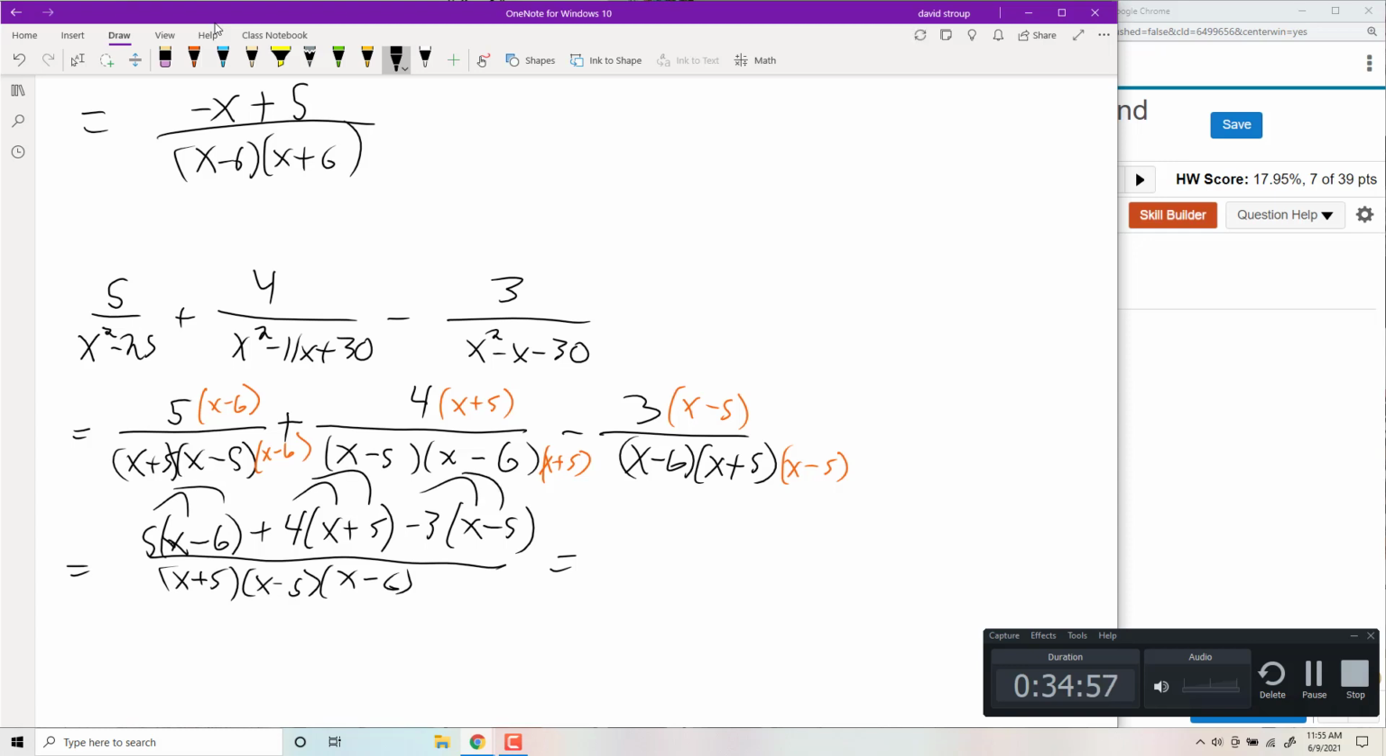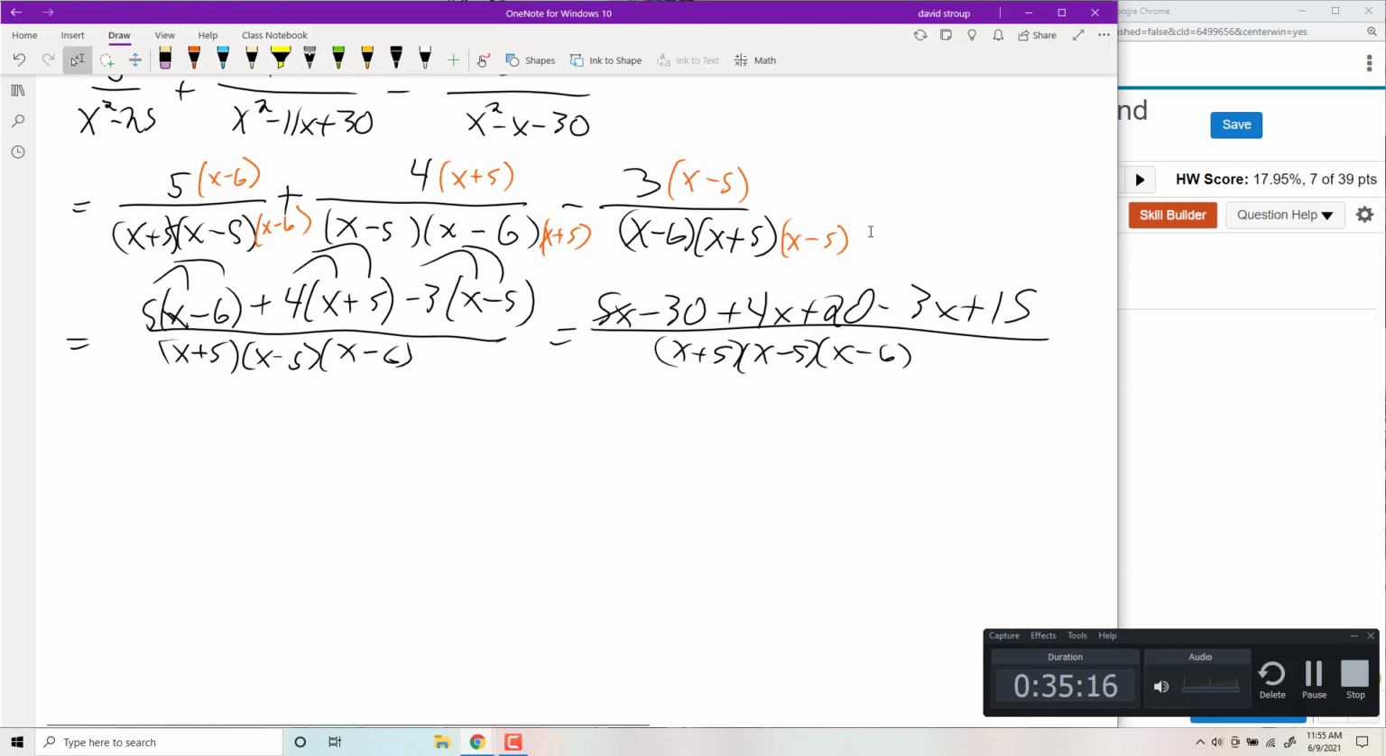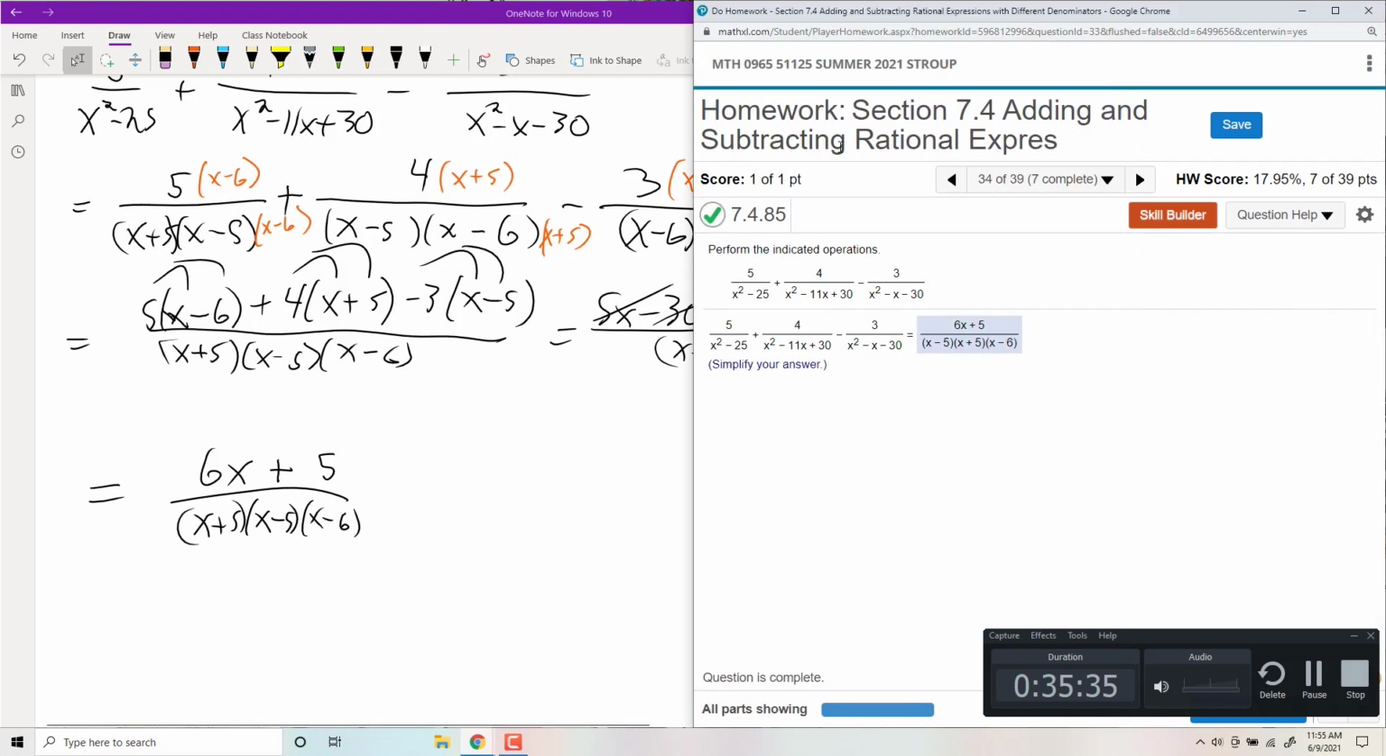Okay, distributing. Okay, combine the like terms. So it'd be 9x minus 3x, 6x, 30 minus 10, so plus 5. And it doesn't look like there's going to be any cancellation on this one. So it is what it is. Okay, next.